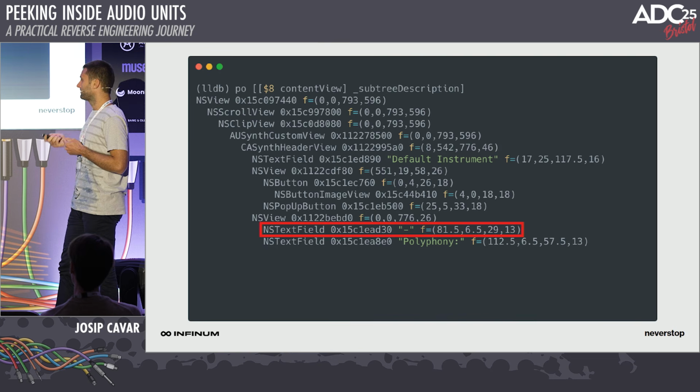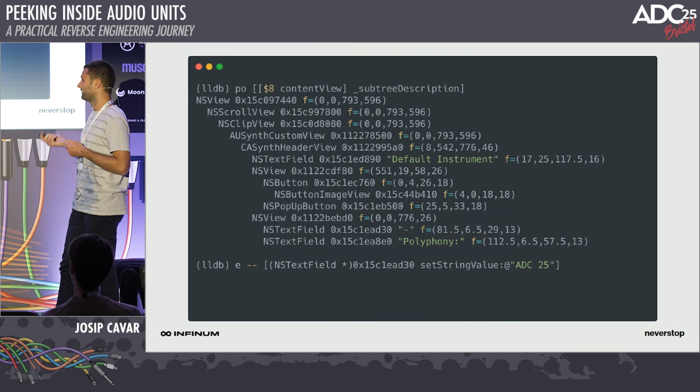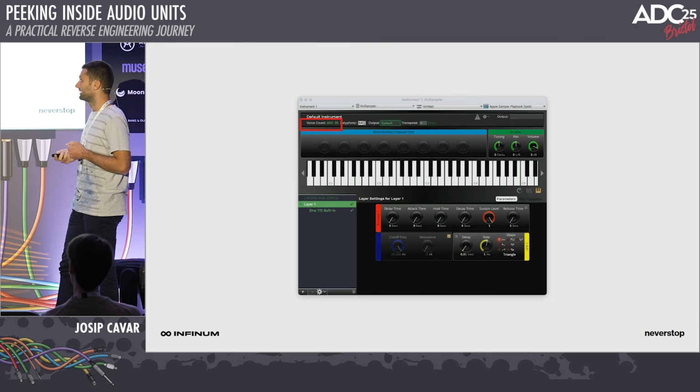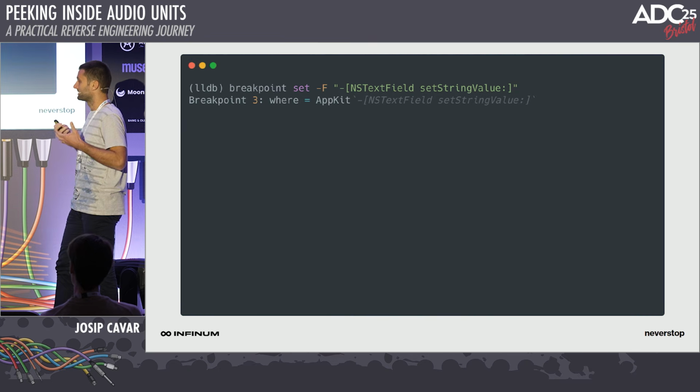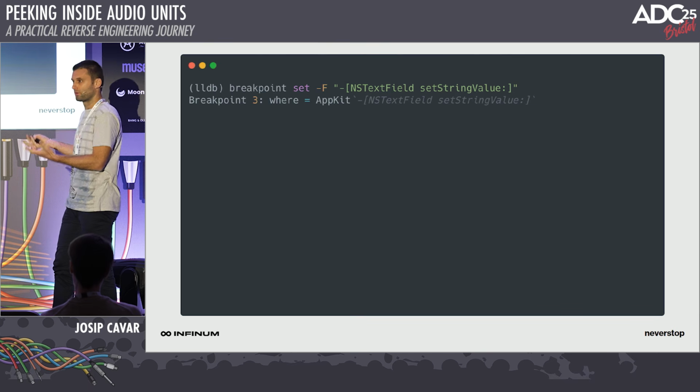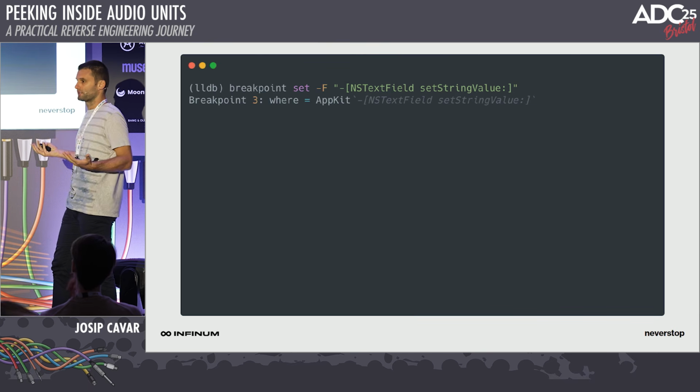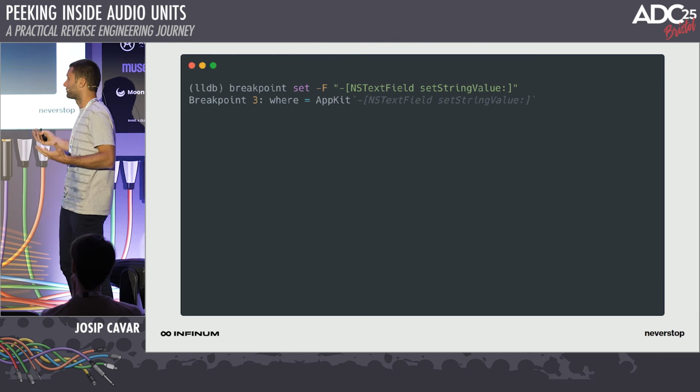So let's run a little experiment at this point. We'll run another expression that will try to update this label by calling setStringValue. If we run this and then continue the process, this will indeed work, and our label will be updated to ADC25. So we have our label now, and since we are able to update it by calling setStringValue, we can assume that AUSampler does that as well once the voice count changes.